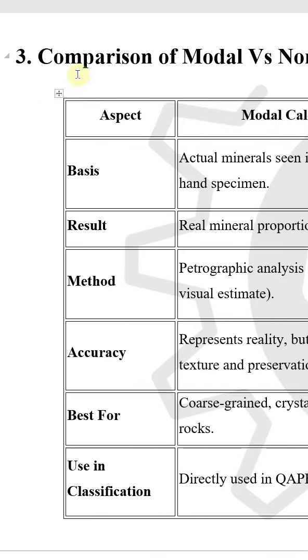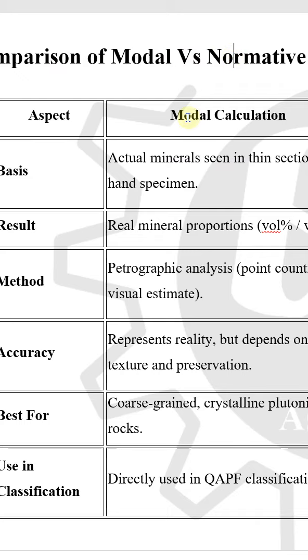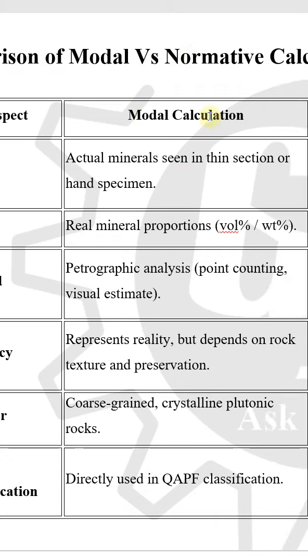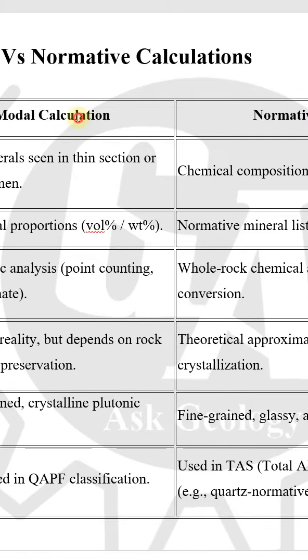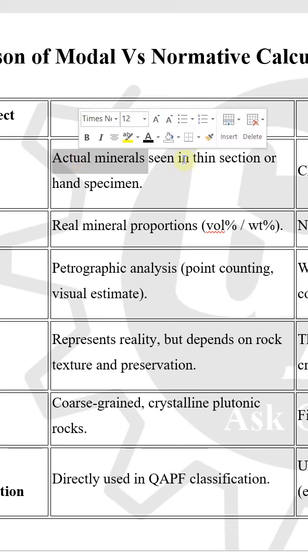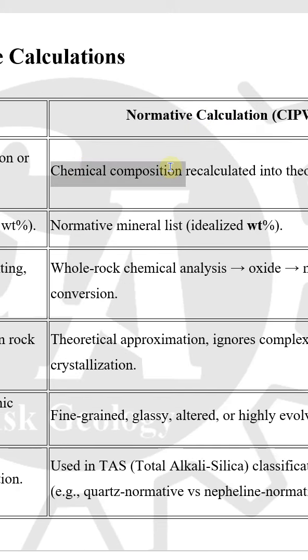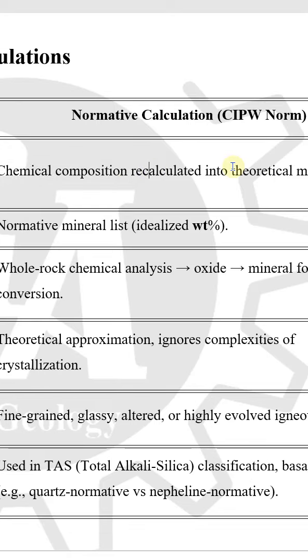So today we saw one comparison of the modal versus normative classification. This is used for the quantitative classification of our igneous rock based upon the modal calculation and normative calculation. Here you can see modal calculation shows the actual minerals in thin section or hand specimen, but for normative classification these are the chemical composition recalculated into theoretical minerals.